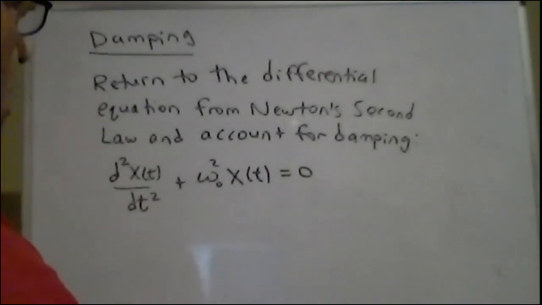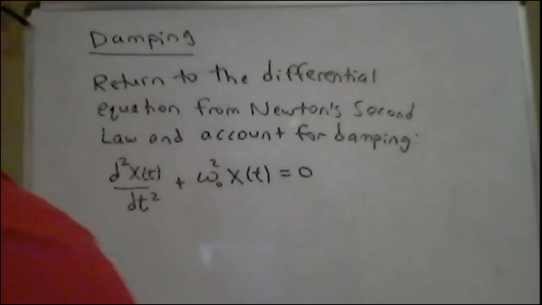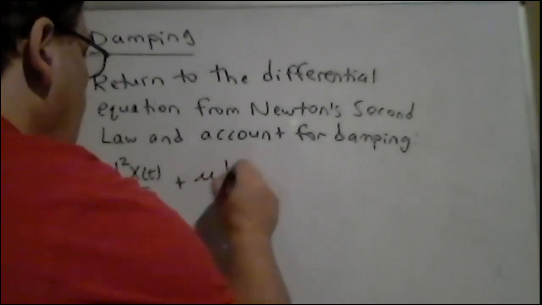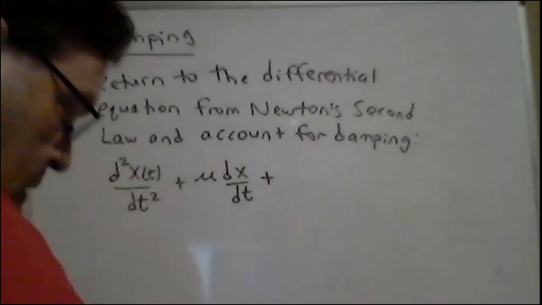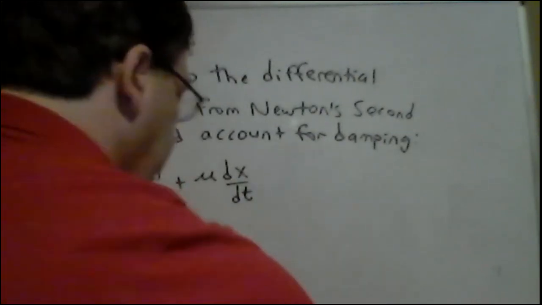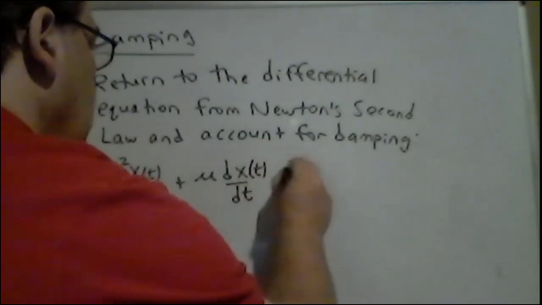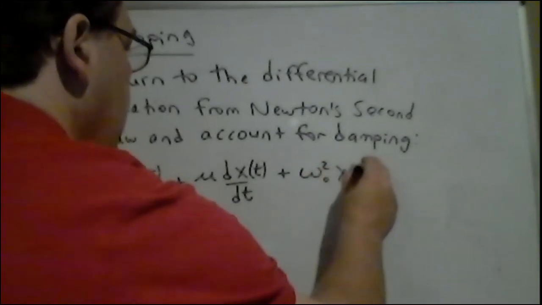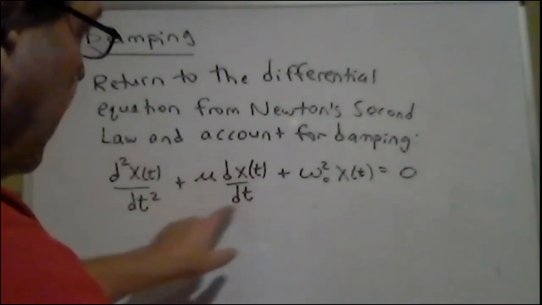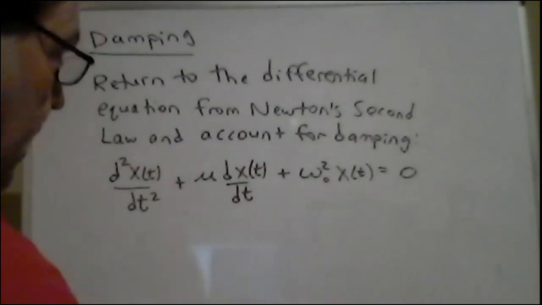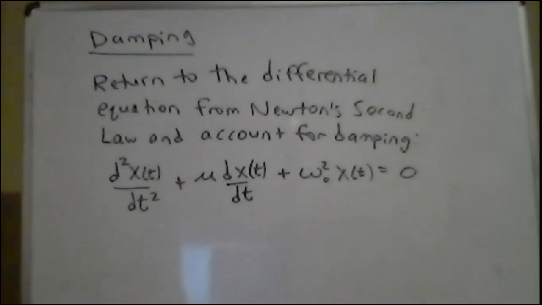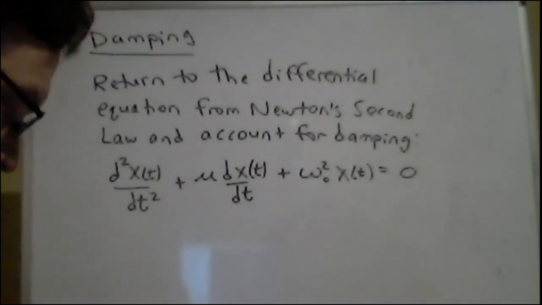But I've got to add a term now to account for damping. So I'll add a mu dx dt, and then I'll have what I had before, omega naught squared x. Again, x is explicitly a function of time, plus omega naught squared x as a function of time is equal to 0. So what I had before, but now I'm accounting for damping. I'm accounting for a force that depends on the velocity of the mass. It dissipates based upon the velocity.